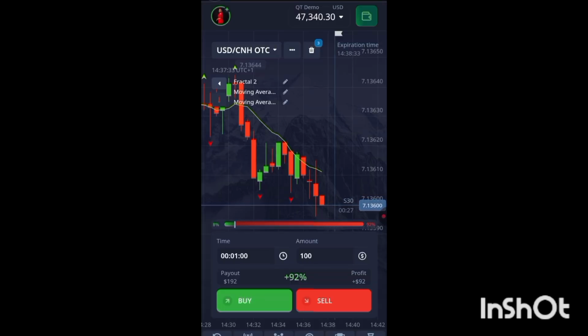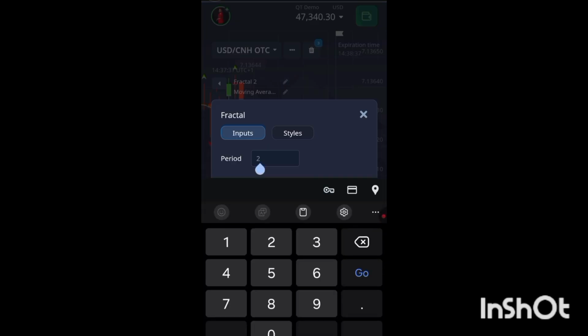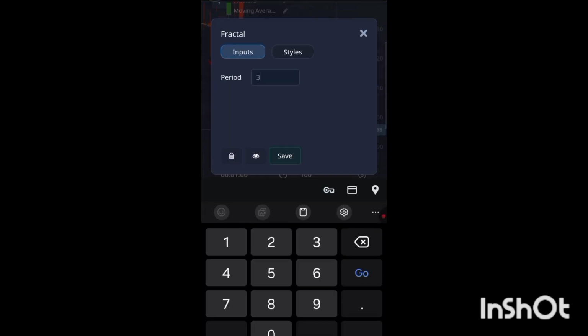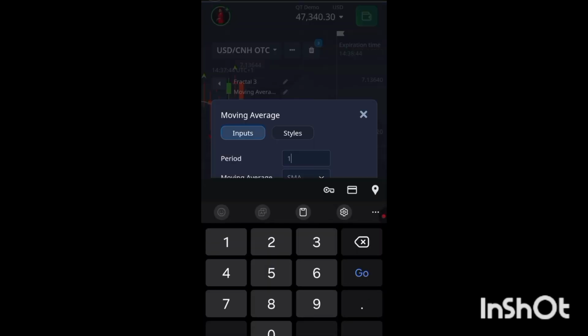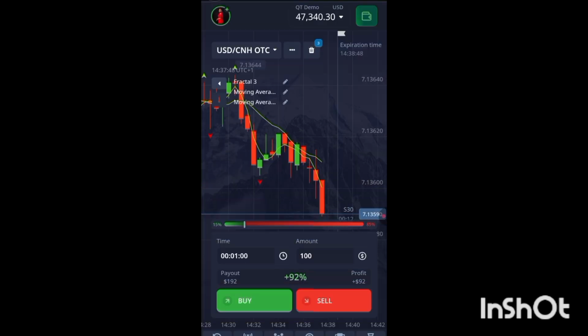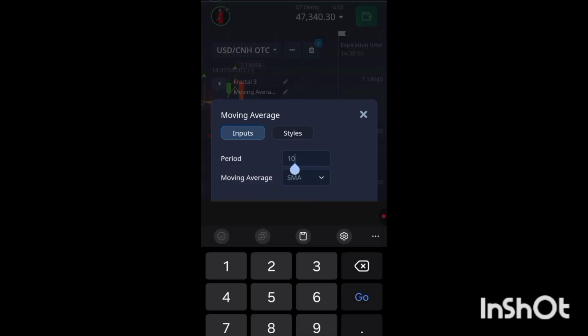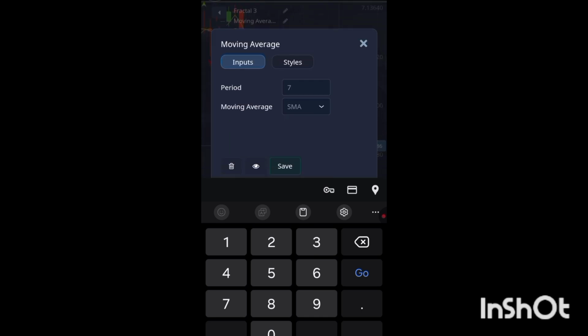Now for the setting, you click on the fractal and change the period to 3. You save it. For the first moving average, you change the period to 3, leave it as SMA and save it. The second one, you change the period to 7, leave it as SMA and save it.